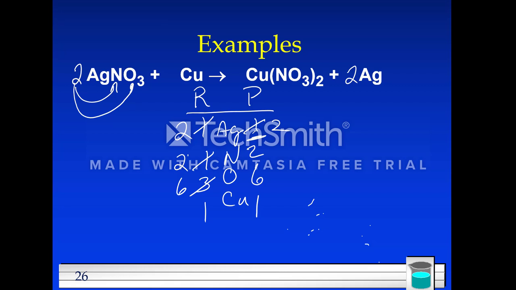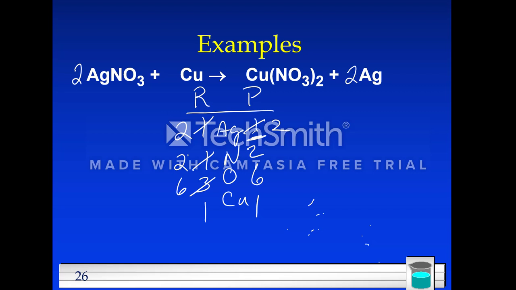And now my table says it's balanced, but see how I could get lost in the table versus the equation? So I want to go back to the equation and count it there. So I have 2 silvers, 2 silvers, 2 N's, 2 N's, 6 O's, 6 O's, 1 Cu, 1 Cu. Reminder of what you did yesterday, the table takes the place of that balance for you. That's what it's doing, taking the place of the balances for you.